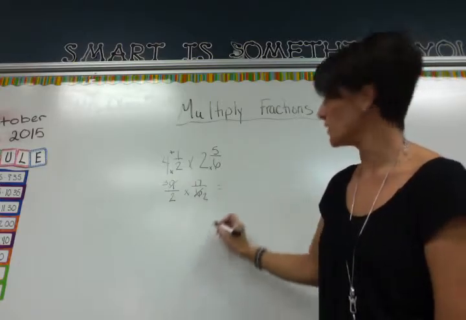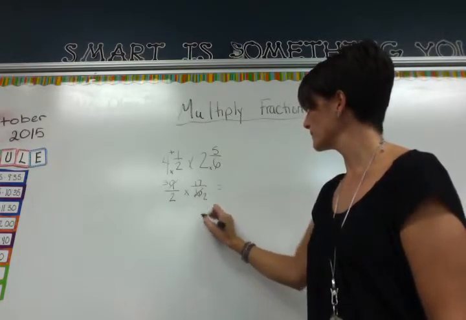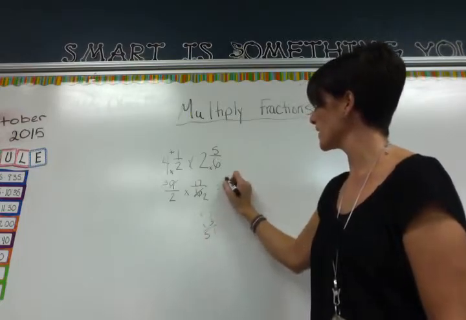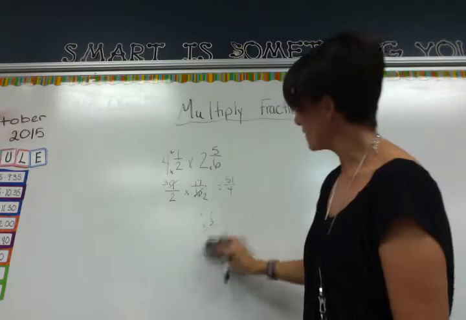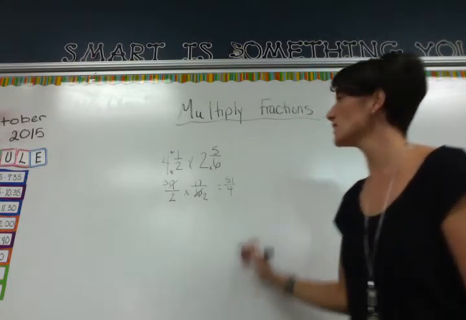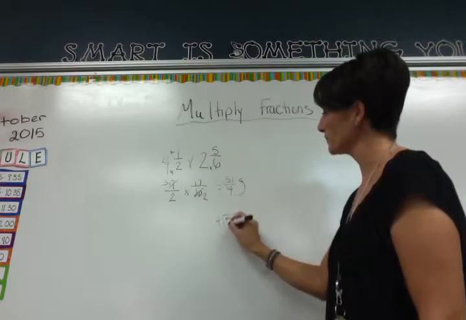And now I'll just have to multiply. I don't know what 17 times 3 is, so I actually have to do that math. So it's 51. So I have 51 over 4, right? Now I'm going to see how many times 4 goes into 51. So I'll have to do my math here.